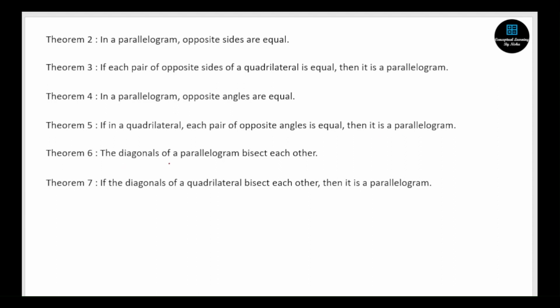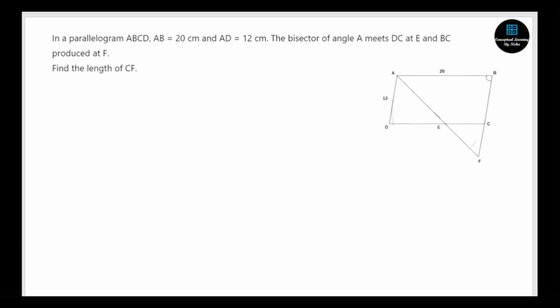Next is the diagonals of a parallelogram bisect each other. Okay. And the next theorem, converse of that. If the diagonals of a quadrilateral bisect each other, then it is a parallelogram. Alright. So remember all these statements. We are going to use them to solve many questions. Alright. Now let's move on to questions. Okay. Now very first one.